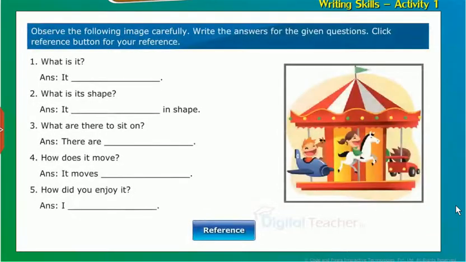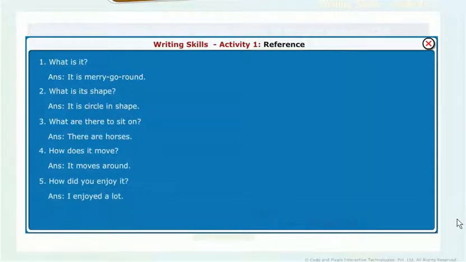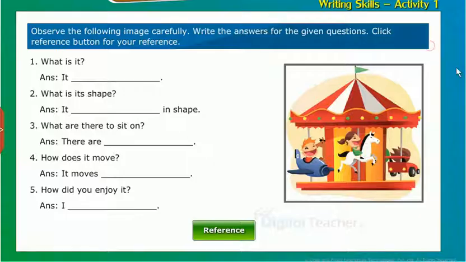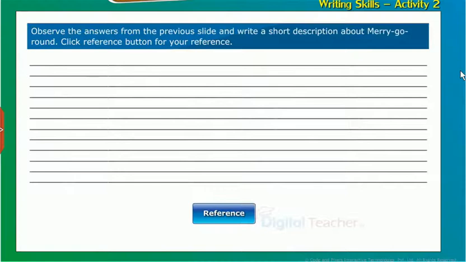Writing skills, activity 1. Observe the following image carefully. Write the answers for the given questions. Click reference button for your reference. Writing skills, activity 2. Observe the answers from the previous slide and write a short description about merry-go-round. Click reference button for your reference.